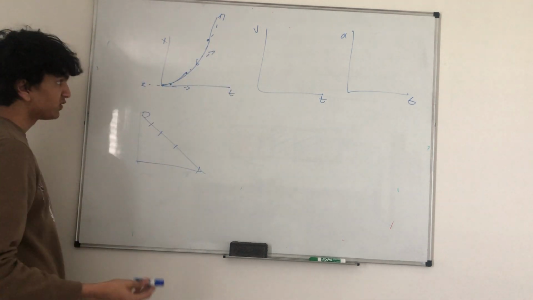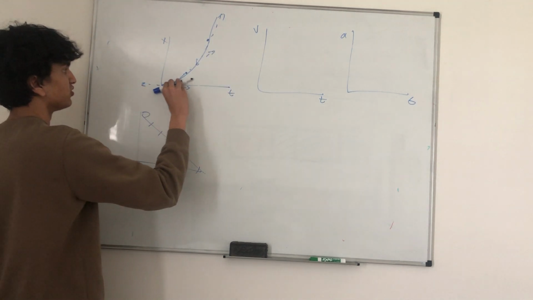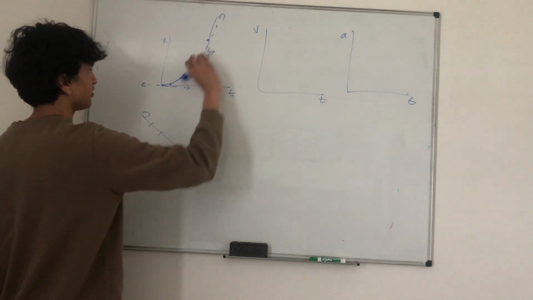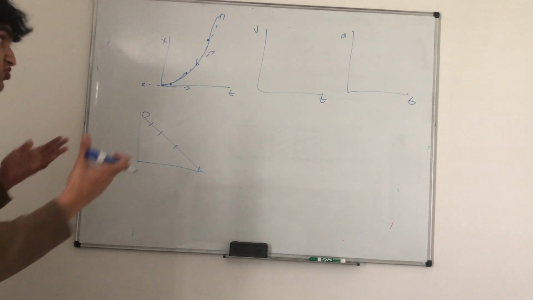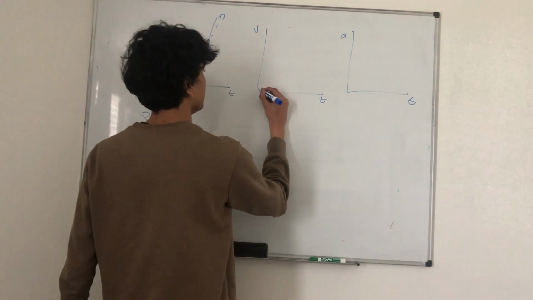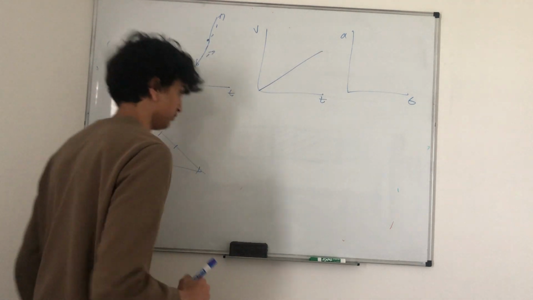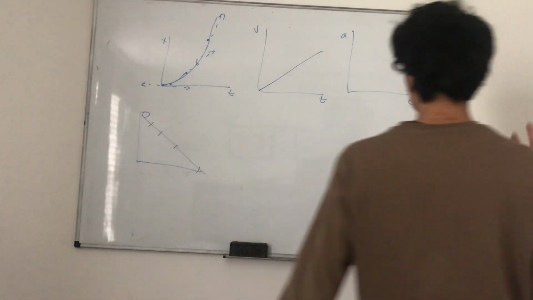If we think about each point here, the tangent line is getting steeper and steeper. The way I like using the tangent line is just using the marker, and you can see it's gradually getting bigger and bigger. The velocity is gradually increasing. So if we draw that in velocity versus time, we get something like this, and then acceleration versus time.